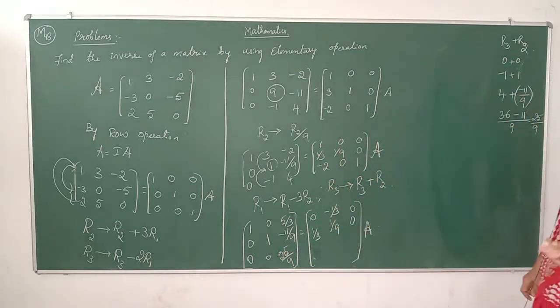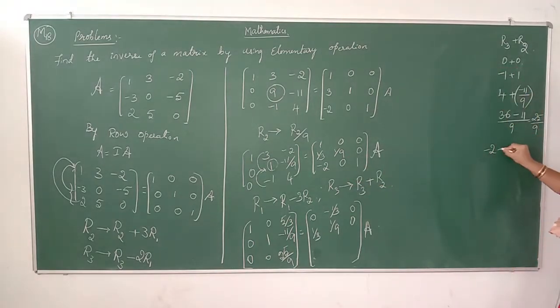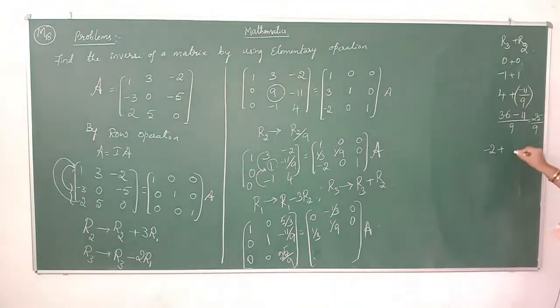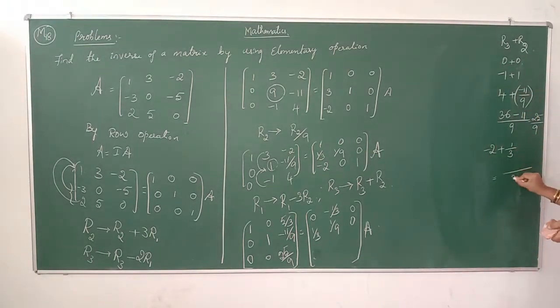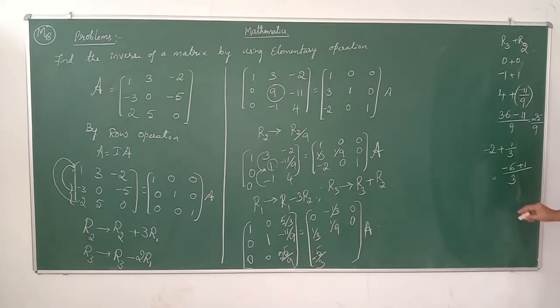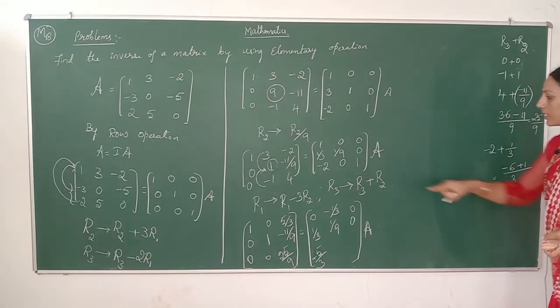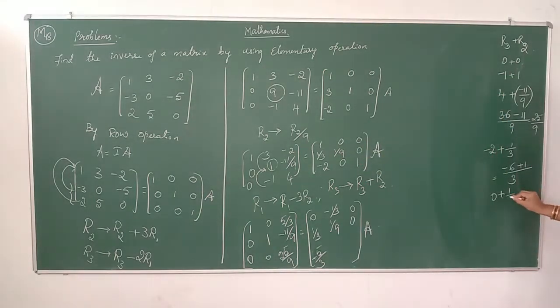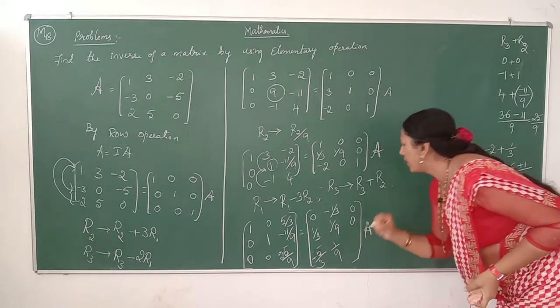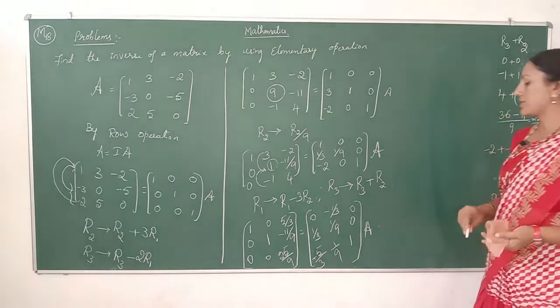25 divided by 9. Then the second, RHS. R3 is minus 2 plus R2, which is 1 by 3. Again LCM 3: minus 6 plus 1, it's minus 5 divided by 3. Second element: R3 is 0 plus the corresponding R2, 1 by 9. 0 plus 1 by 9 is 1 by 9. So the last one: R3 is 1 plus the corresponding R2, which is 0. That is 1 plus 0 is 1.